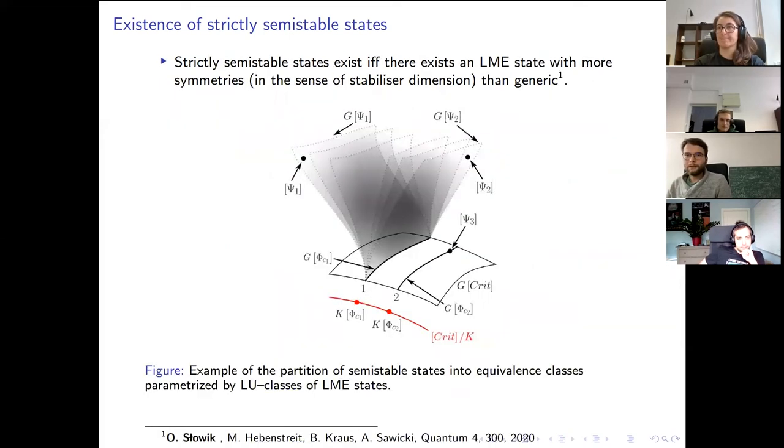Pictorially, it looks like this: you have these equivalence classes of LME states up to local unitary operations, and at such a point you have a closed orbit going through it. There are also other orbits which are not closed, like these sheets of higher dimension, which all contain this closed orbit in their closure. And these exactly are strictly semi-stable states.